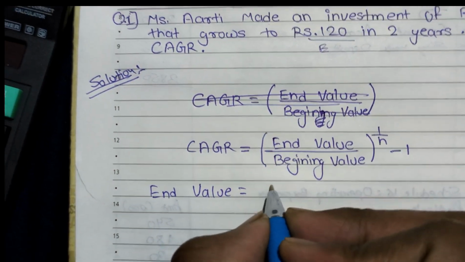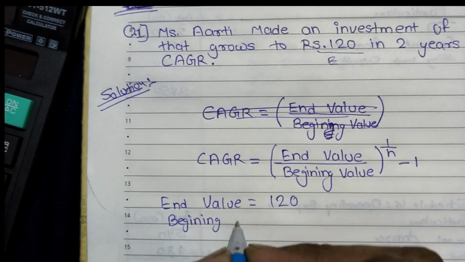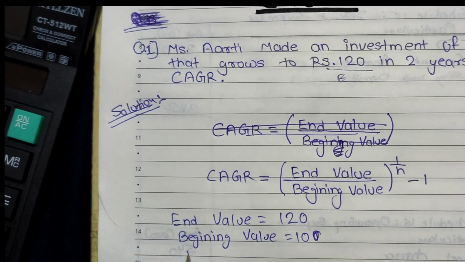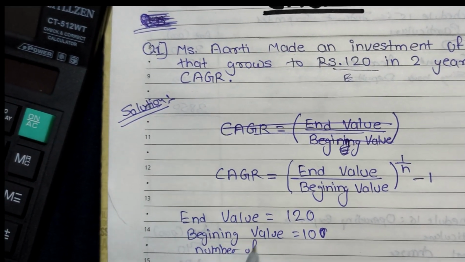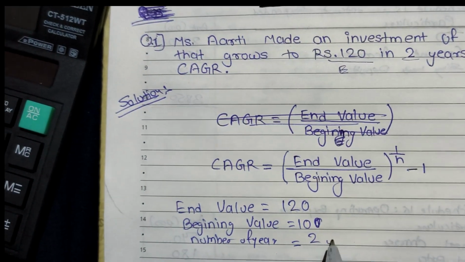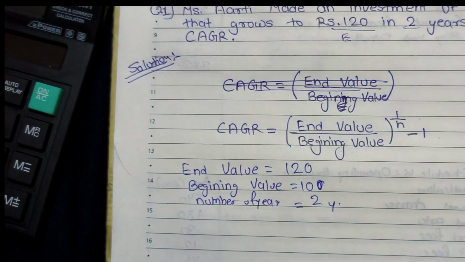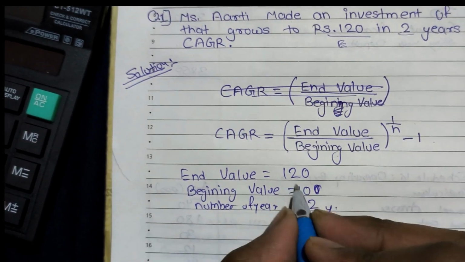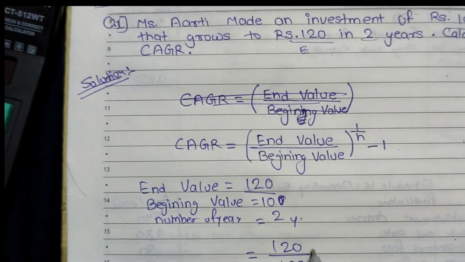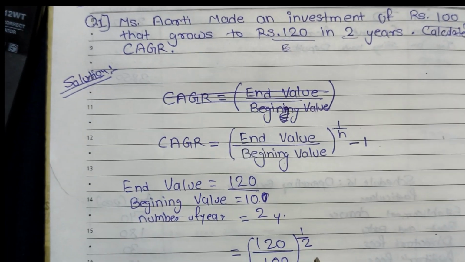So let's write here: end value is 120, beginning value is equal to 100 rupees, and number of years is equal to 2 years. Okay, so what is the formula here? End value divided by beginning value, to the power of 1 divided by n, minus 1. End value is 120, so 120 divided by 100 in brackets, to the power of 1 divided by the number of years, which is 2, minus 1.